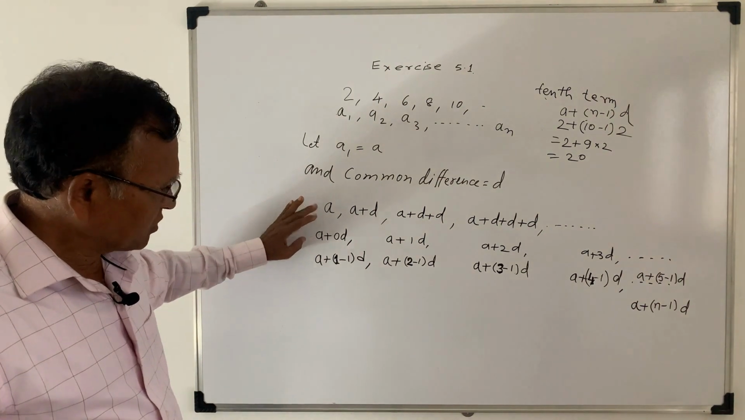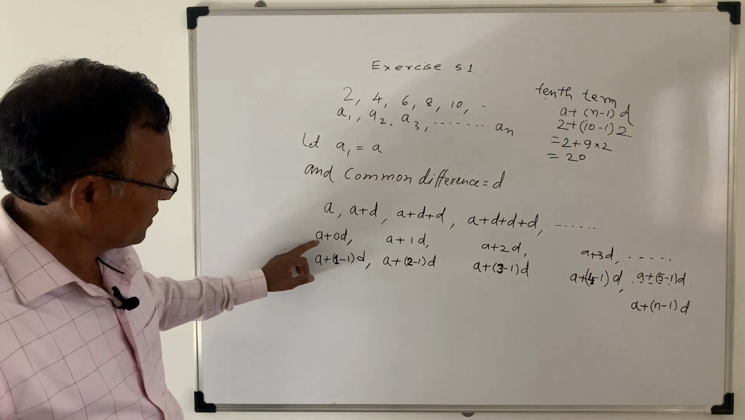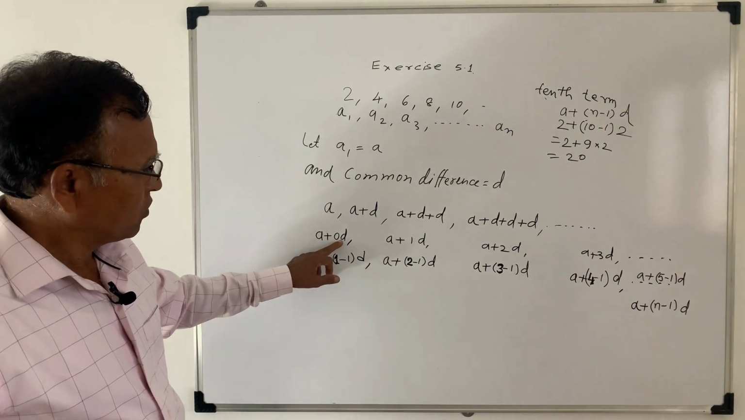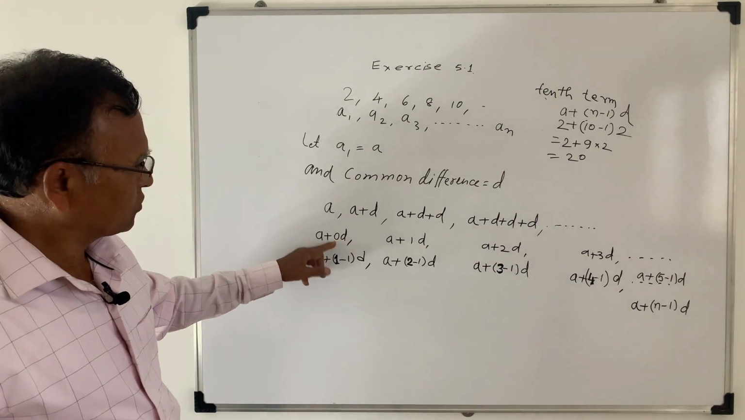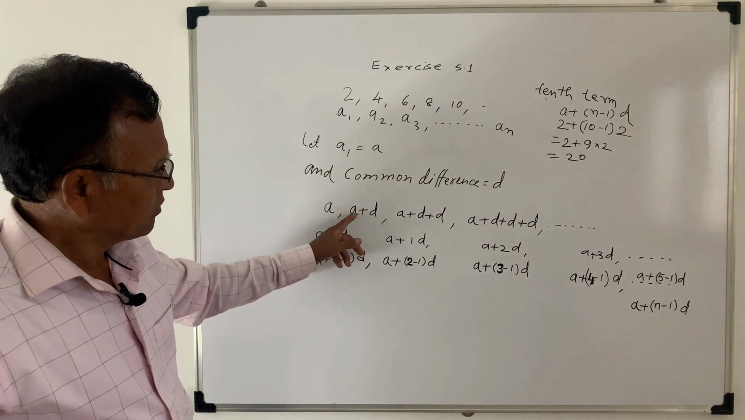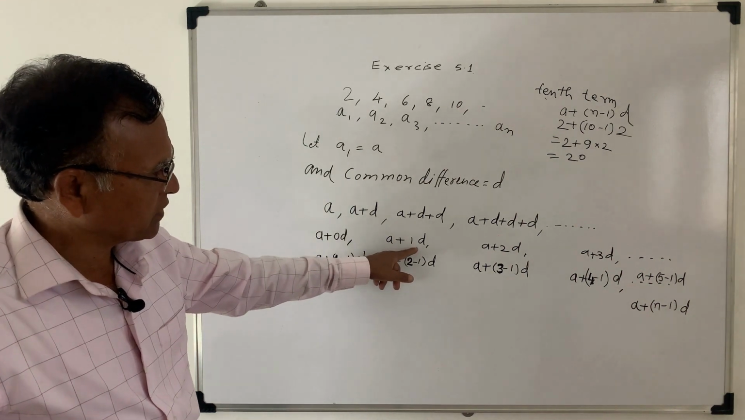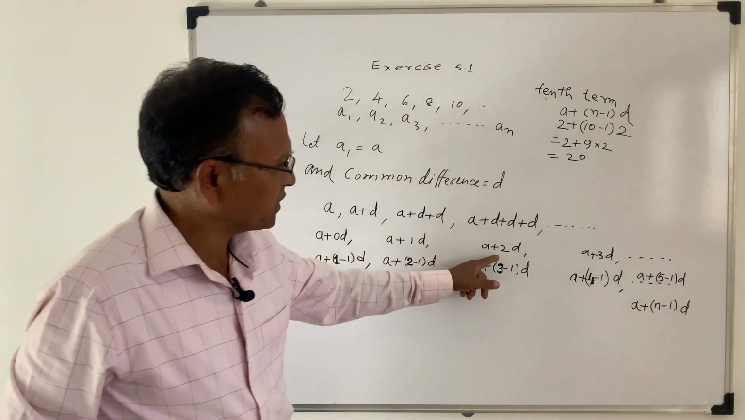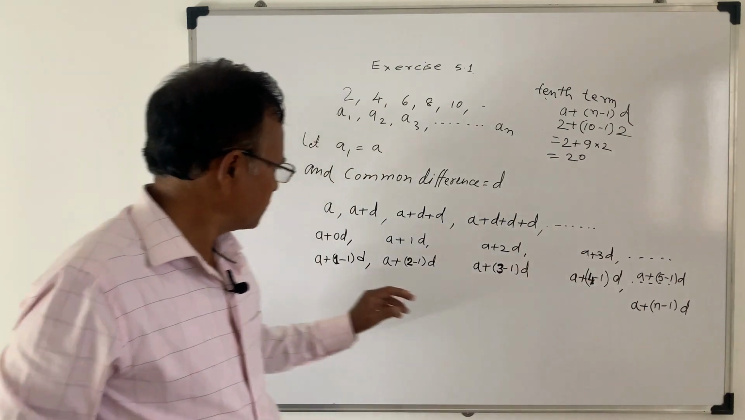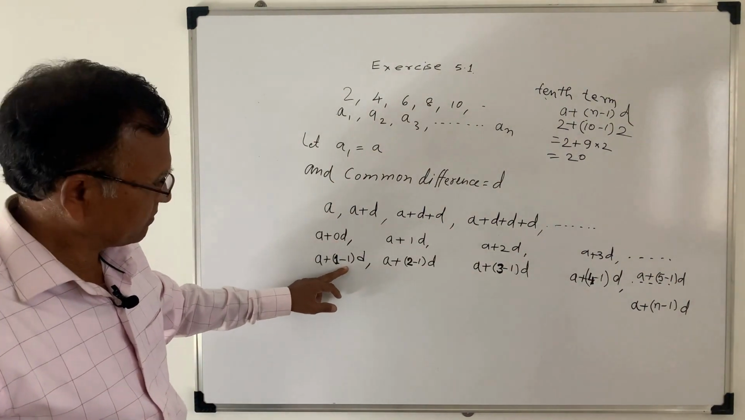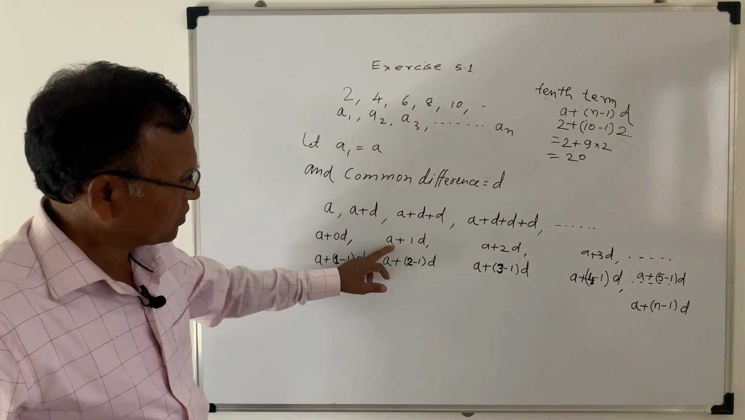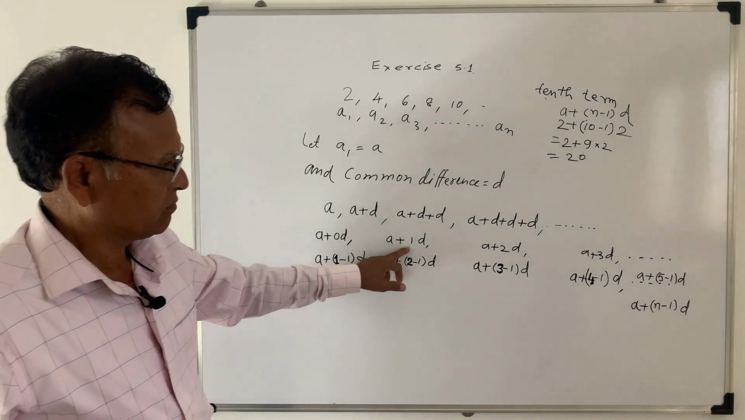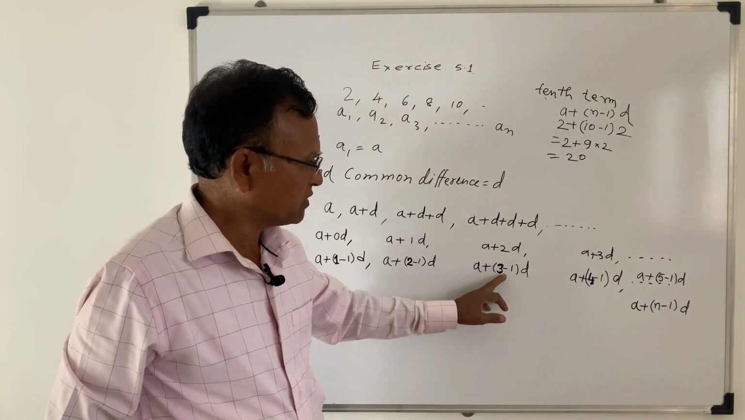So that terms can be written in such a way that a can be written a plus 0d. 0d means it is 0, so there will be no change at all. A plus d can be written a plus 1d. Here 1 can be written. A plus d plus d will be 2d and a plus 3d third term. 0 can be written 1 minus 1 d, and this a plus 1d can be written a plus 2 minus 1 we can write. Similarly third term we can write 3 minus 1.